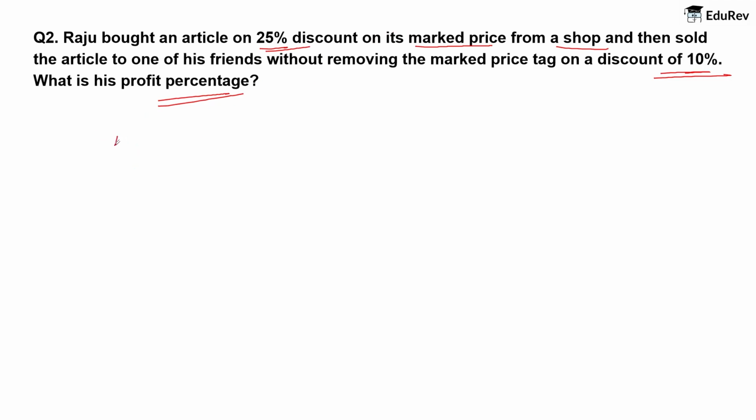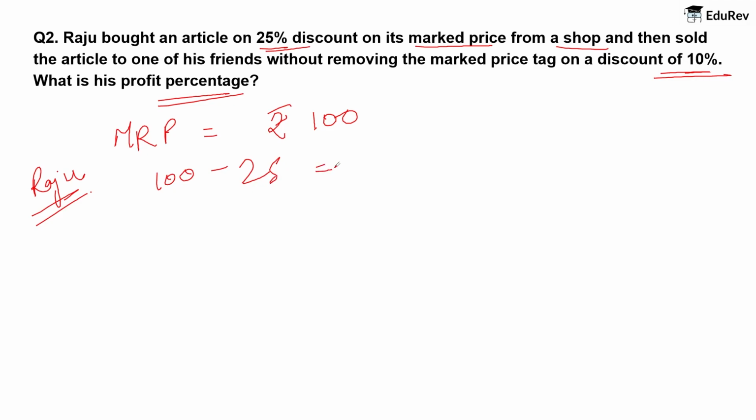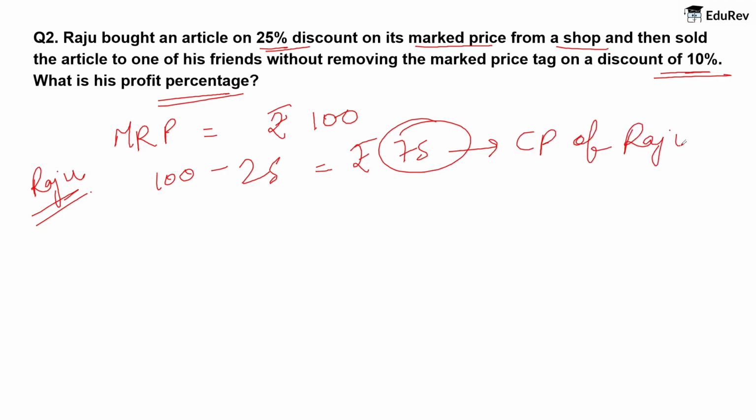So let's say the MRP of that very article was rupees 100. So when Raju bought that article, he bought it on a discount of 25%. So he must have bought it for rupees 75. Now, this was the price which Raju had paid to buy the article, and now he is selling that very thing to his friend without removing the tag. So now this is the cost price of Raju, because this is the amount of money Raju paid to pick up the particular article and then sell it to his friend.